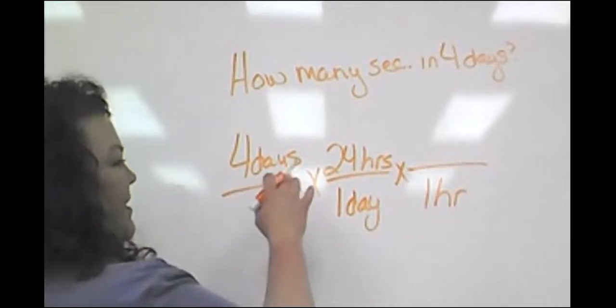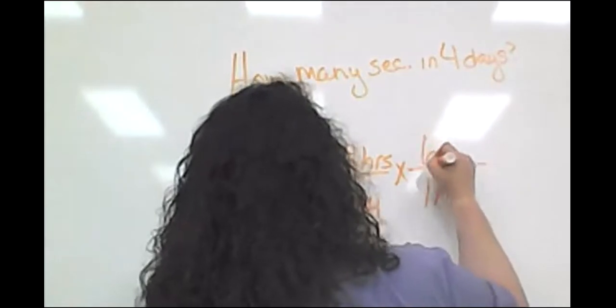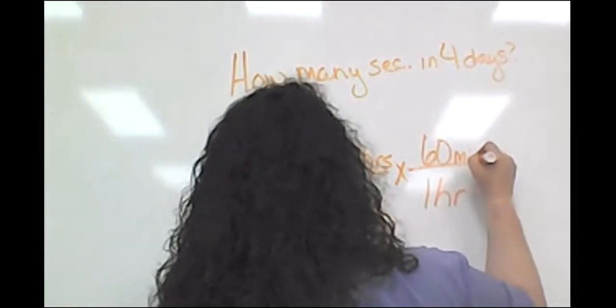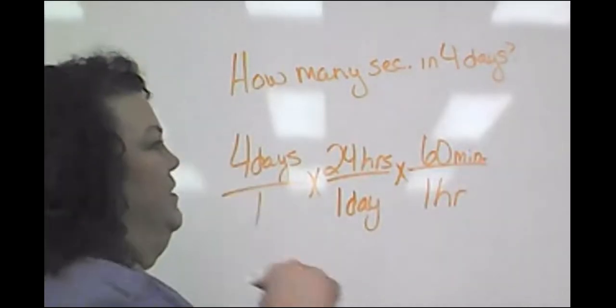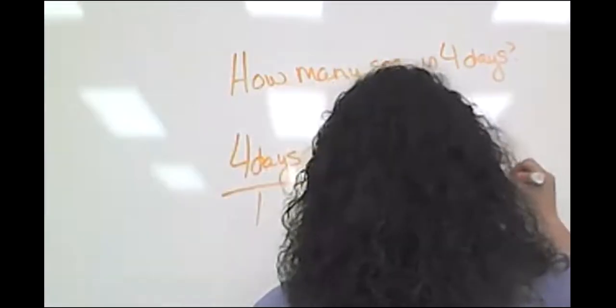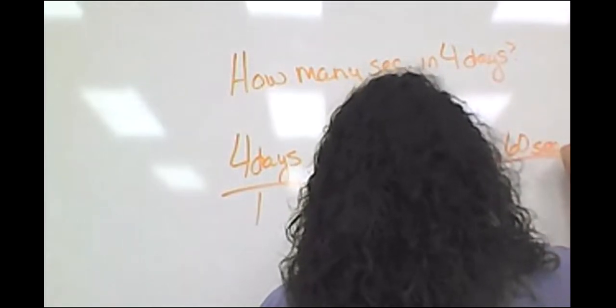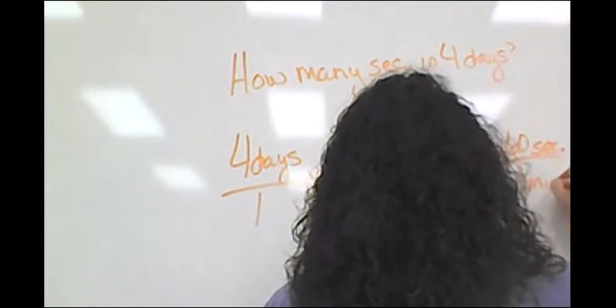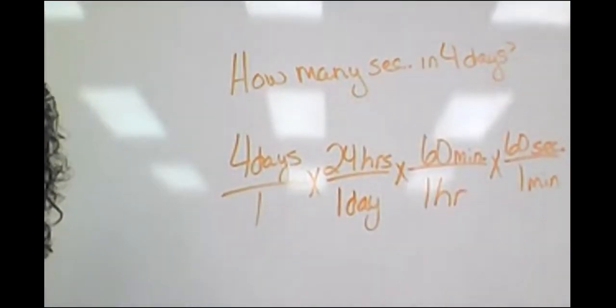So we went from days to hours. Now we're going to go to minutes. We've got 60 minutes for every 1 hour, correct? Still got to get to seconds. And we know we have 60 seconds for every 1 minute. Now I've made it all the way to seconds.